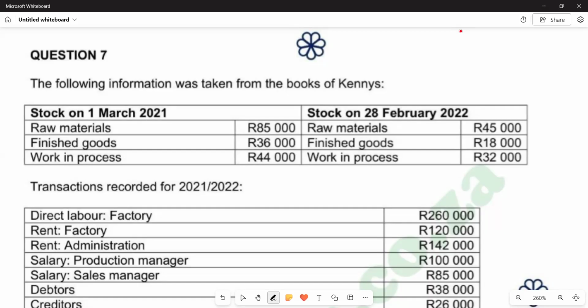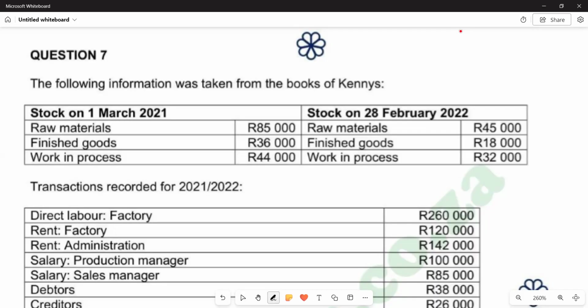Remember, the production cost statement is prepared to calculate the cost of production of finished goods, and inside the production cost statement, at the beginning, we are going to calculate the prime cost. That's where we are going to add the direct material cost and the direct labor cost. So we're going to start by calculating the direct material cost, and then we also put the direct labor cost so that we can get the total for the prime cost.